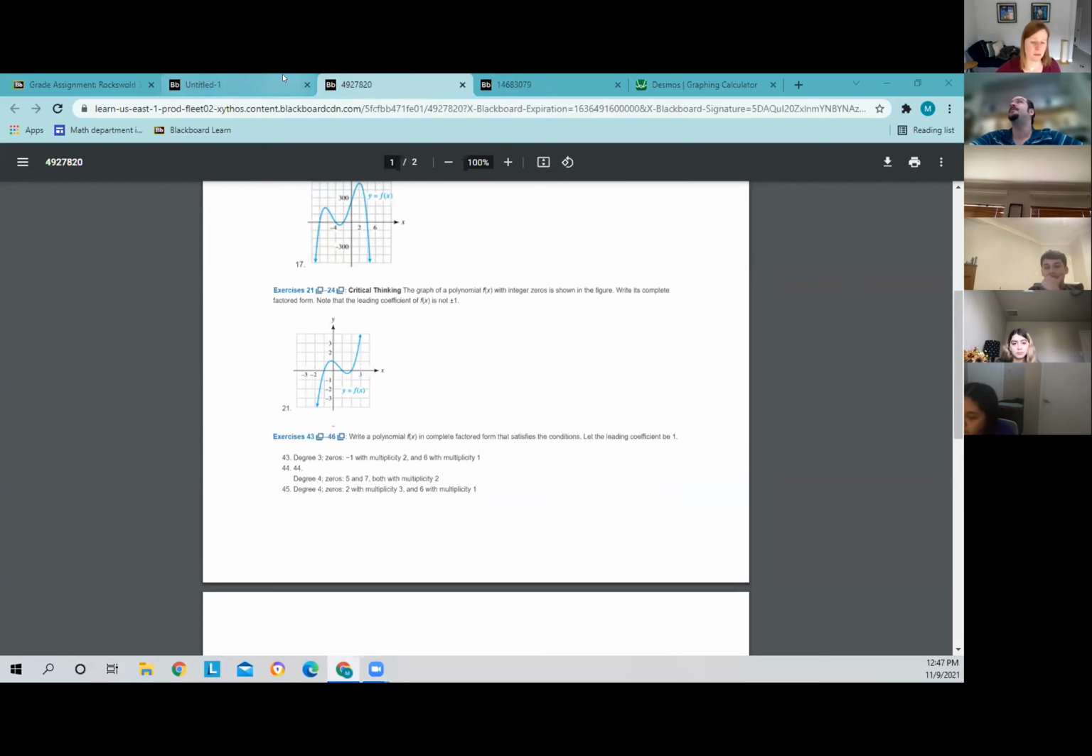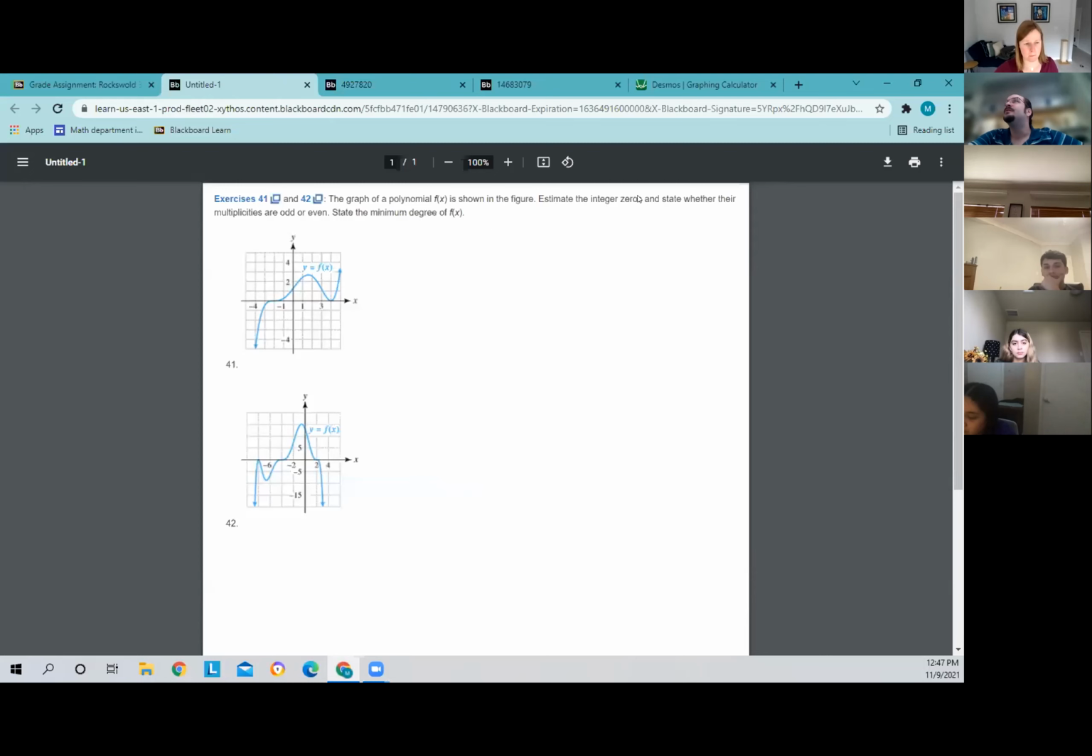I want to do 41, which is on this page. I believe it's pretty similar. The graph shows a polynomial. Estimate the integer zeros, and state whether their multiplicities are odd or even. State the minimum degree. So it doesn't sound like they're even making you write factors on here. It sounds like they're making you write zeros and the multiplicity of the zero. And then we're going to state the minimum degree of f of x.